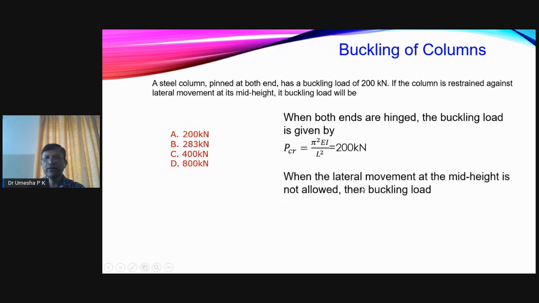So when the lateral movement at the mid height is not allowed, then the column is held in position. So what will happen is L1 is equal to L by 2, so pi square EI by L1 square. If you substitute that, it becomes 4 pi square EI by L square. That is equal to 4 into 200, so 800 kilonewton. That is option D, the correct one.